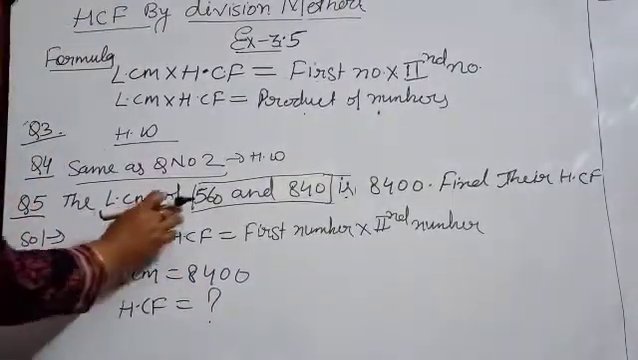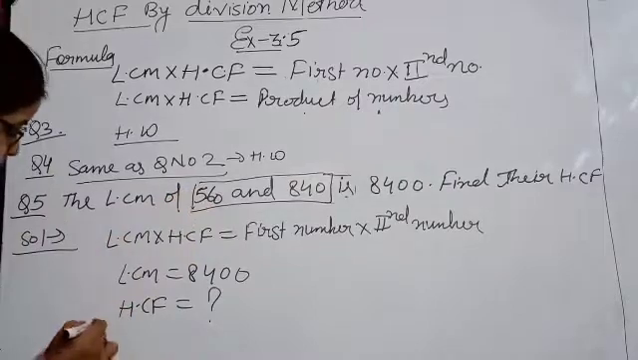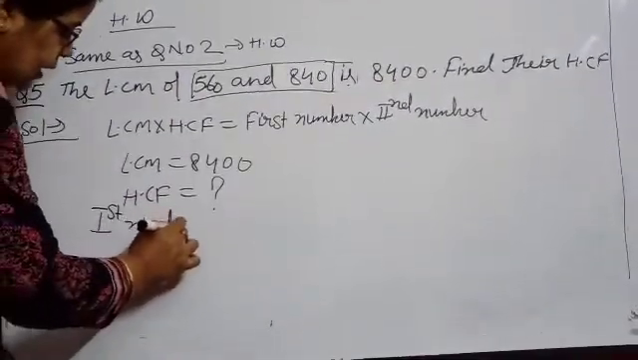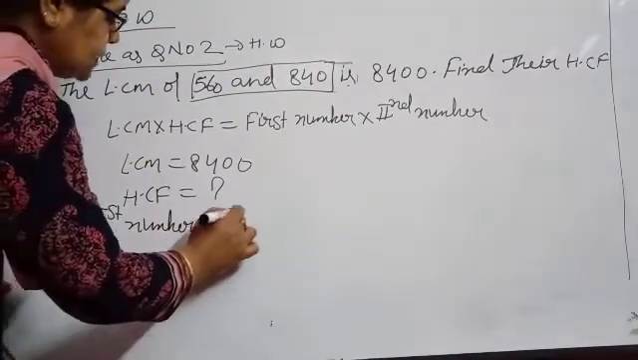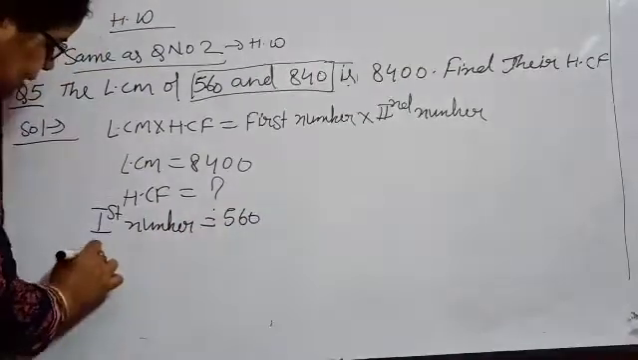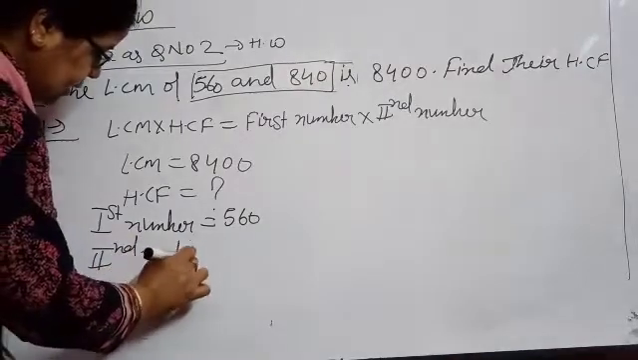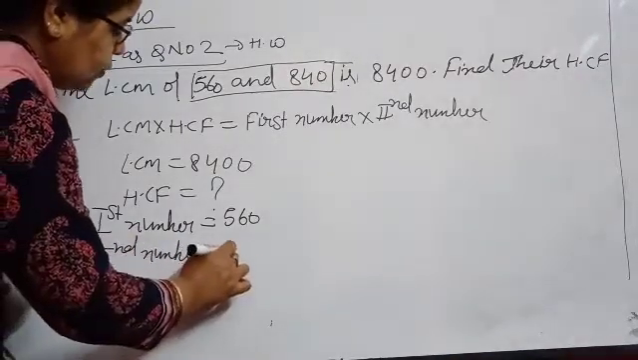See now, what will you do? First number is 560 and second number is equal to 840.